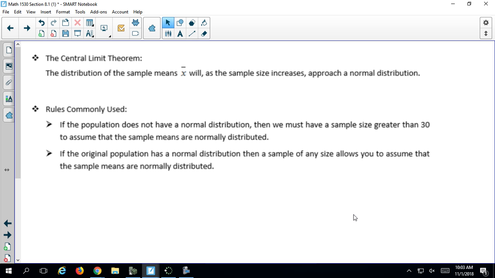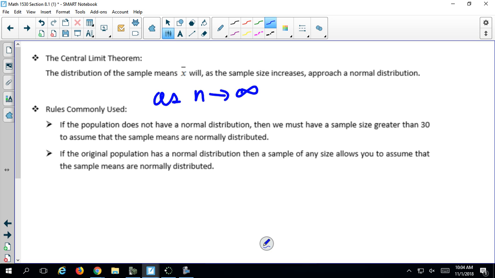So the distribution of the sample means will, as the sample size increases, approach a normal distribution. So another way to write this will say as n gets bigger, as n approaches infinity, x bar will approach a normal distribution. The distribution of all the x bars will approach a normal distribution. They'll get closer to normal. If the population does not have a normal distribution, then we must have a sample size greater than 30.